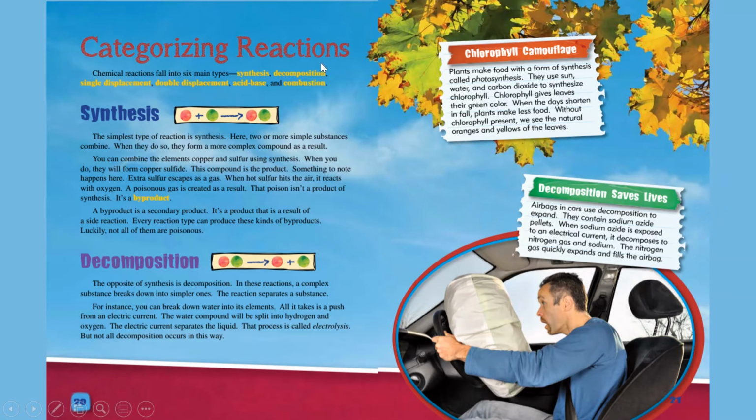Categorizing reactions. Chemical reactions fall into 6 main types: synthesis, decomposition, single displacement, double displacement, acid-base, and combustion. Synthesis. A pink plus a green is pink and green. The simplest type of reaction is synthesis.